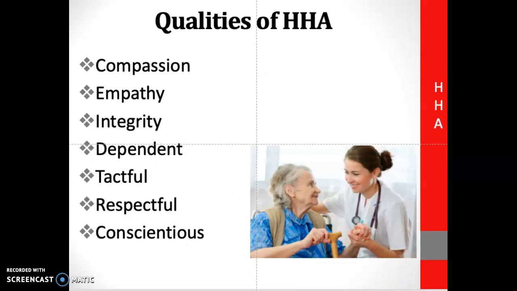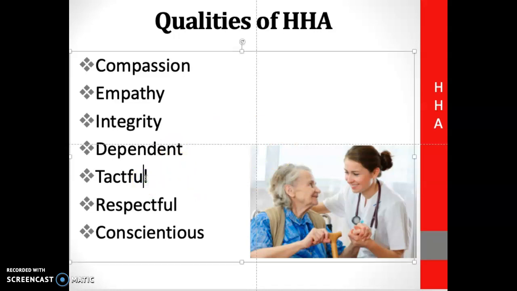So the qualities, or characteristics, of a home health aide: one of the characteristics is to be compassionate, being empathetic. Being empathetic is placing yourself in someone else's shoes. Being dependable. You're supposed to show up to work at 7 a.m., but you showed up at 10 a.m. That's not being dependable. Also be tactful. Also be respectful.